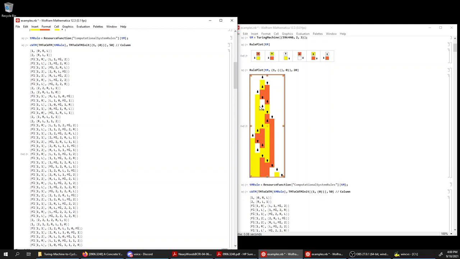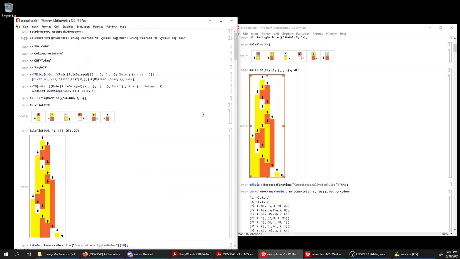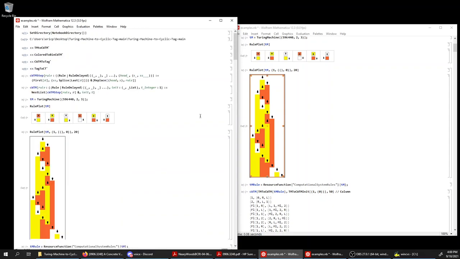Let me see. Yeah, I guess 1 1 1, and then 1 1 2. So it works. 1 2 2 1 2, where it's moving right again. Yeah, there we go. So that's pretty much it.